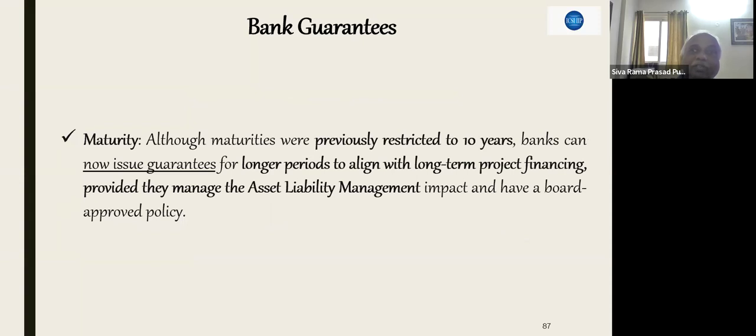Maturity. Previously it was restricted to 10 years. Now the Reserve Bank of India has relaxed that. Banks can now issue guarantees for a longer period to align with long-term project finance. Big projects are there, and for those projects, a guarantee of more than 10 years is required. And manage the assets and liabilities, with impact on the board-approved policy, etc.